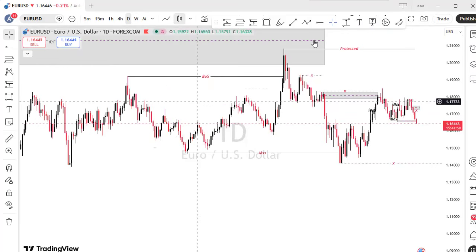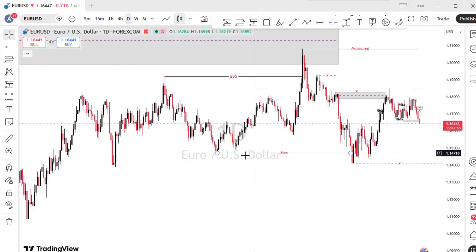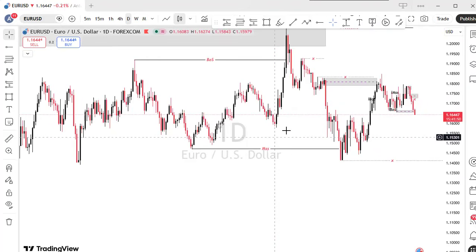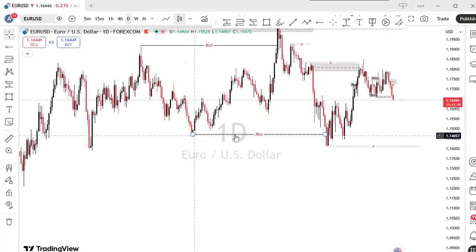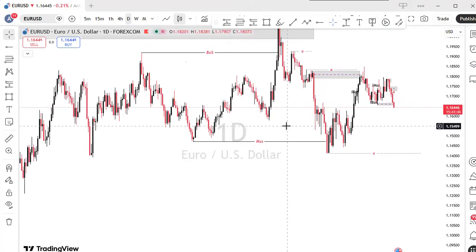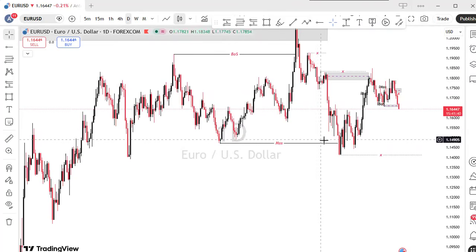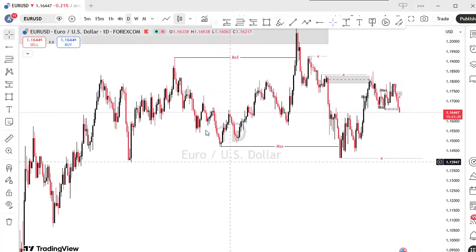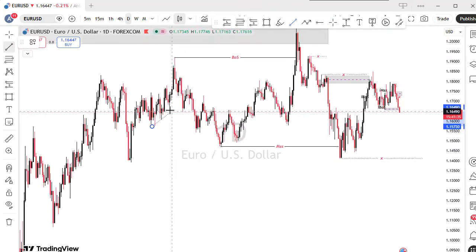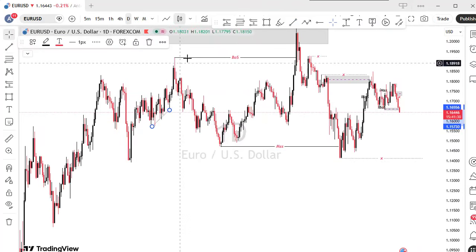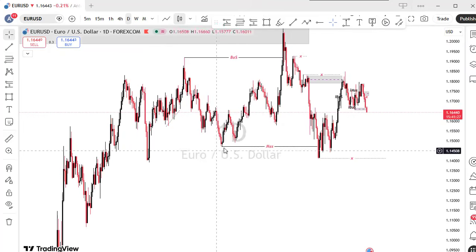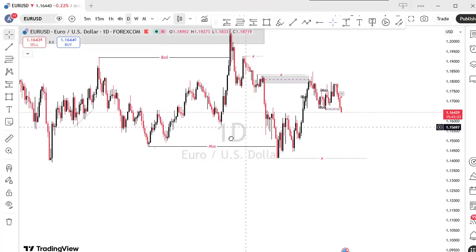But what happens when it mitigated this zone? You can see a very good change of character. So if you have been my student, you know very well what we mean when we say a good change of character. All right? Because not every change of character is a strong change of character. So this is a very good change of character because one, we can see it swept this internal liquidity here. We have all these minor inducements being cleared before the market pushed up to give you a break of structure. Then later on, it gave you a change of character, or what we call a market structure shift.